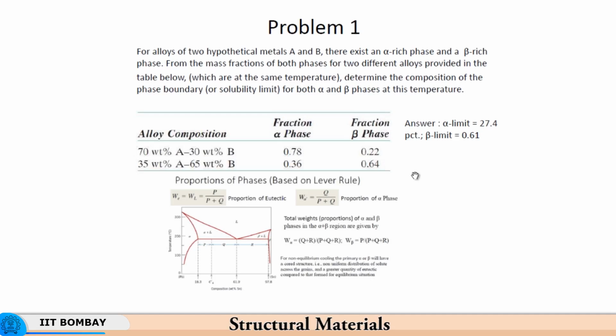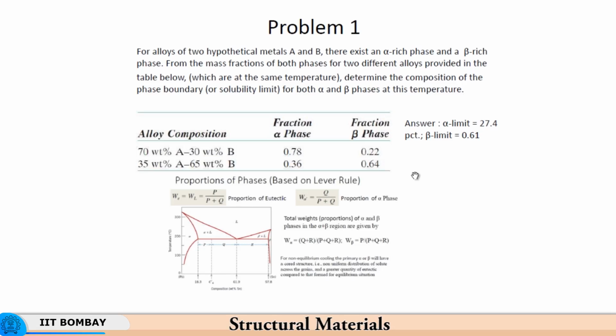For the mass fractions of both phases for the 2 different alloys provided in the table below, which are at the same temperature. So, temperature in this case is the same. So, now that of the 3 parameters, the 3 variables, 3 degrees of freedom, temperature is fixed now. So, what is not fixed is pressure and chemical composition. Now, pressure, if you assume that it is at the atmospheric pressure, then you have only the chemical composition that is left to be specified to completely define the system.